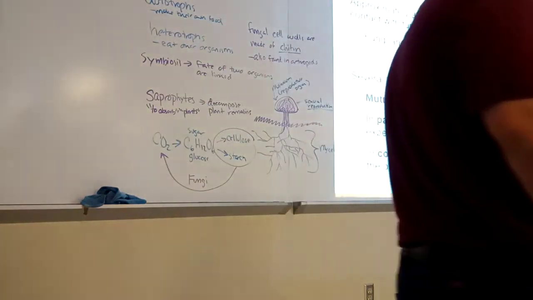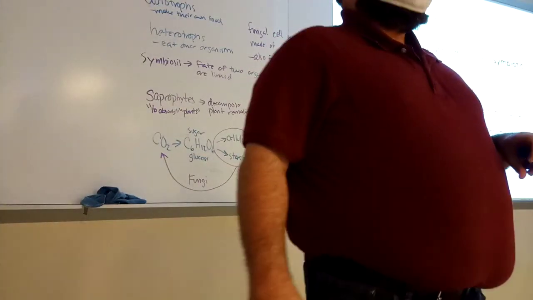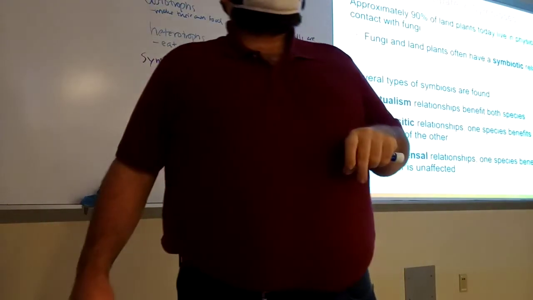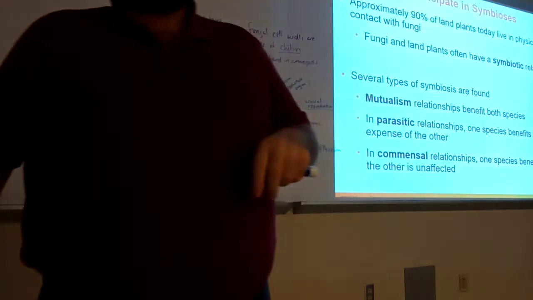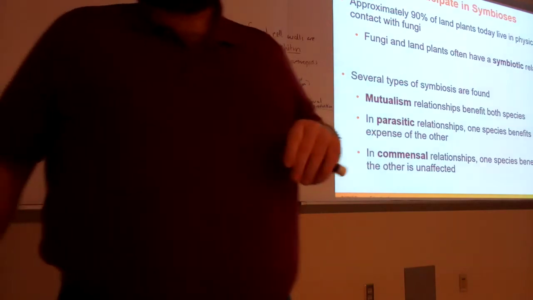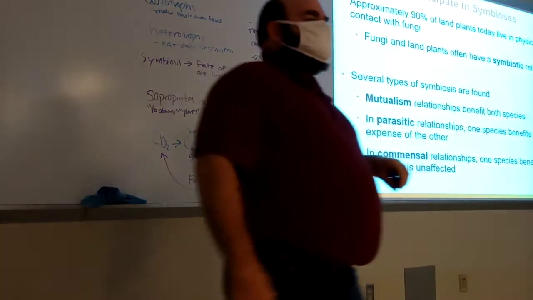Some are parasitic, and that's where one organism benefits, but the other one is harmed in the relationship. So a good example would be ringworms, okay, where the fungus is basically feeding on our skin cells, and there, of course, it's actually hurting us. It's itchy and very painful when you get a ringworm. So that's a sign that they're parasites. They're causing disease in that situation.